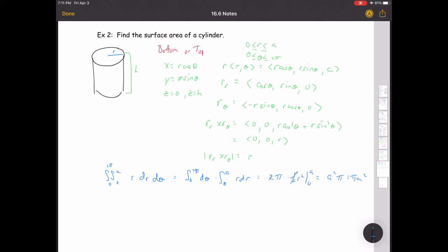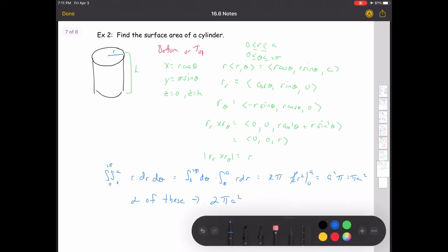And again, if a is just simply r, you get pi r squared, which of course is the area, the surface area of a disk, which is exactly what we have there. And then we'd have two of them, because the bottom is going to be exactly the same as the top. So we're going to have two of these, so we're going to get 2 pi a squared out of that.